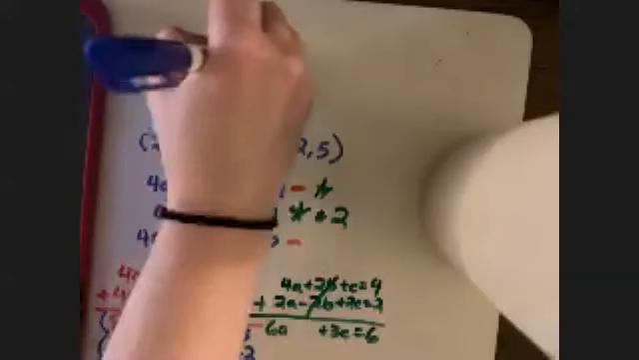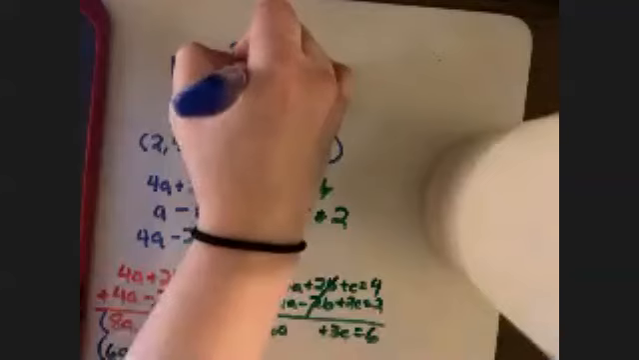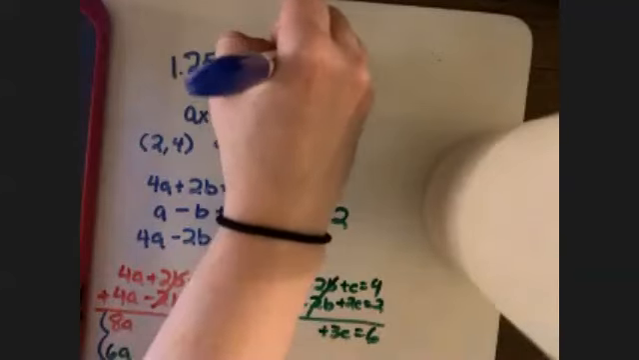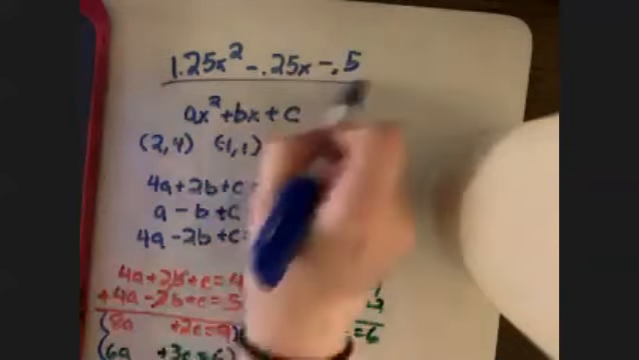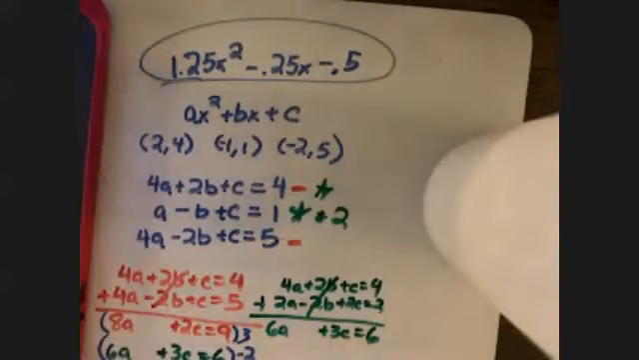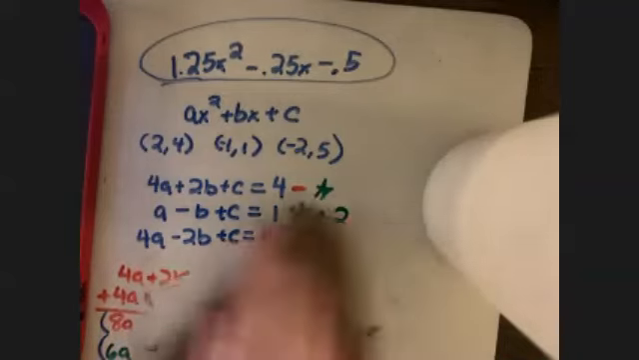This is 1.25x squared minus 0.25x minus 0.5. And there is my equation for that. Okay, so that's where they use a quadratic to make that happen. Okay. So, we've got one more that we're going to look at.